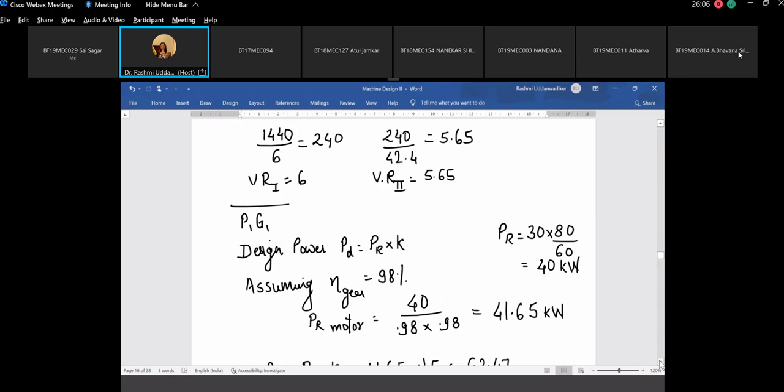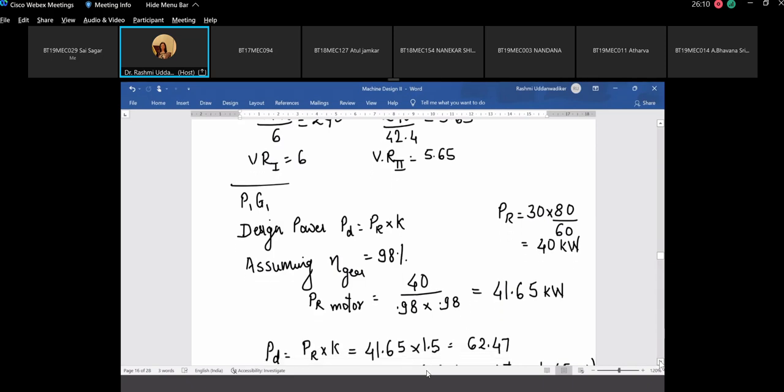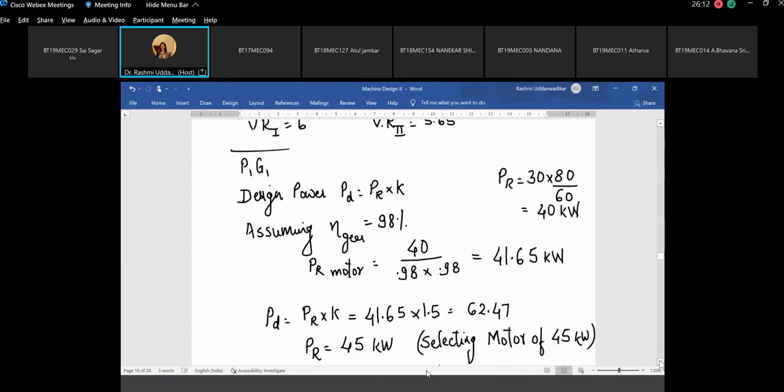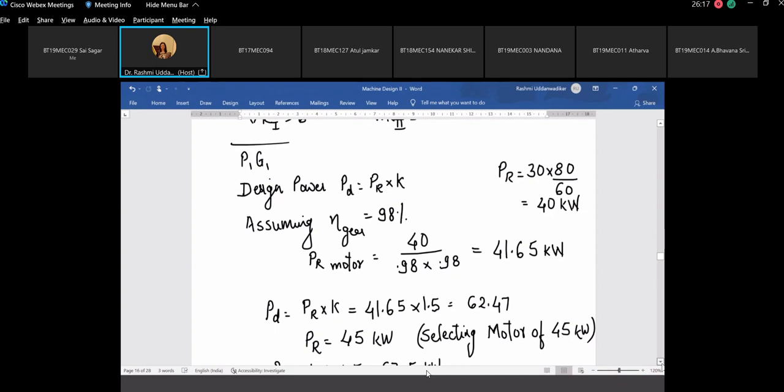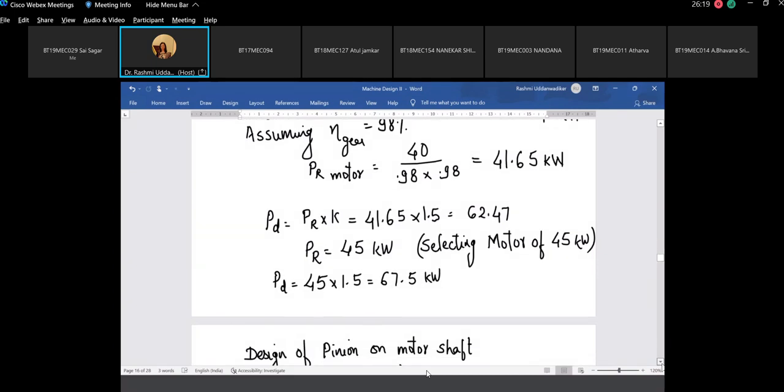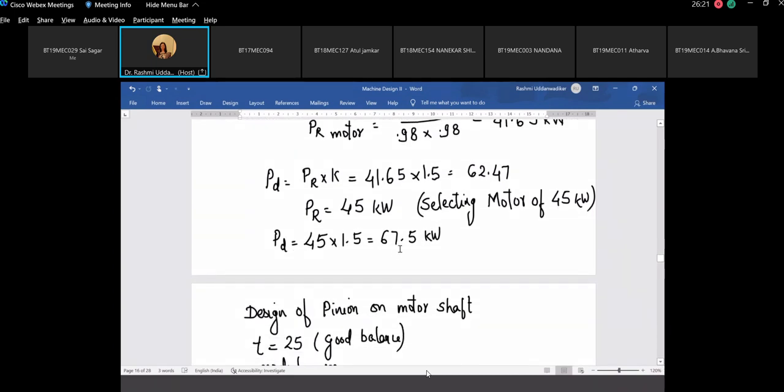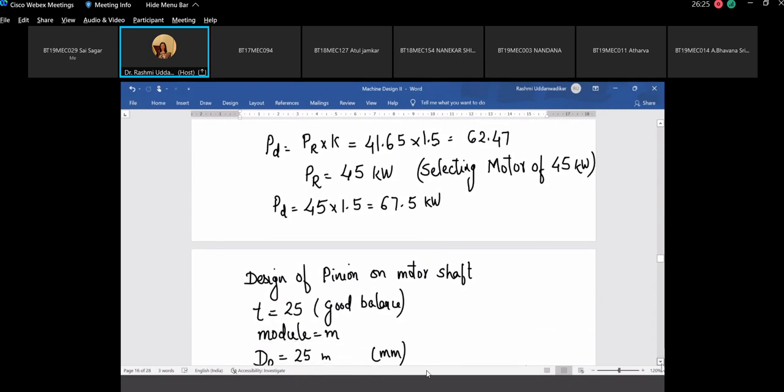Depending upon the machines and the equipment given, the service factor came out to be 1.5, and we got the rated motor power as 41.65 kilowatt. We selected a standard motor of 45 kilowatt, for which we have a design power of 67.5 kilowatt.